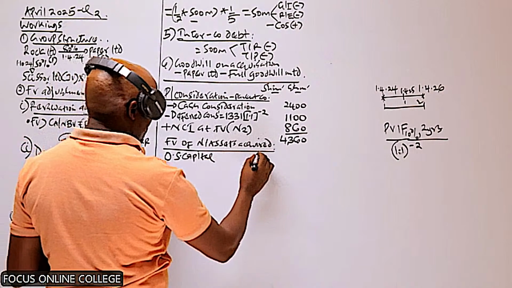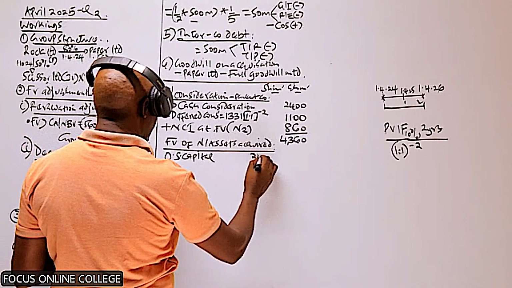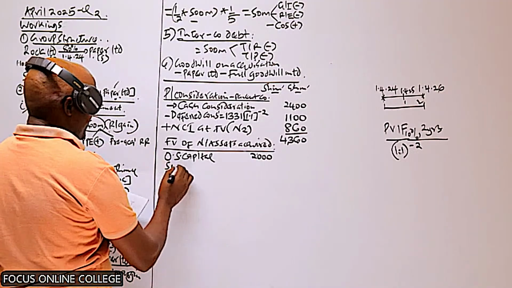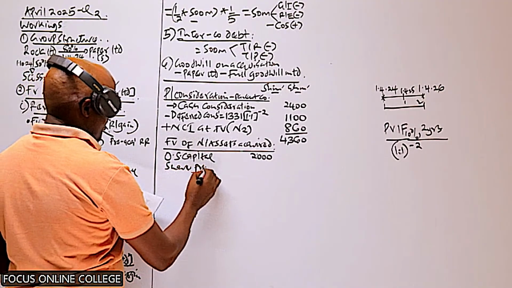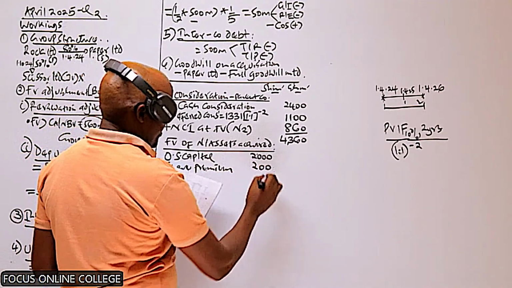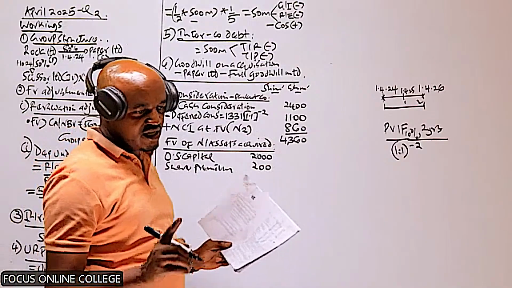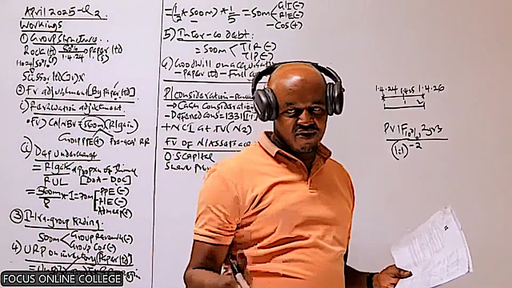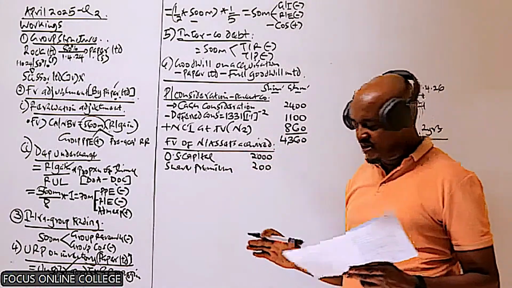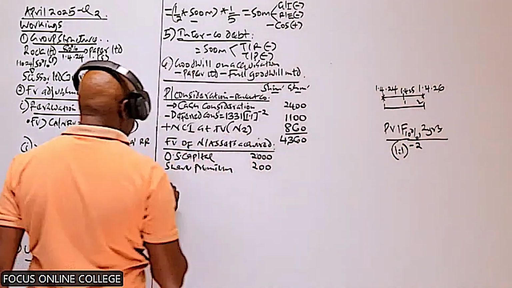Its ordinary share capital is basically 2,000. Below that, what do we have? We have share premium. If we are given a share premium in the balance sheet of the subsidiary, and the question is silent, we always treat that as pre-acquisition. And then from there, we have the retained earnings.